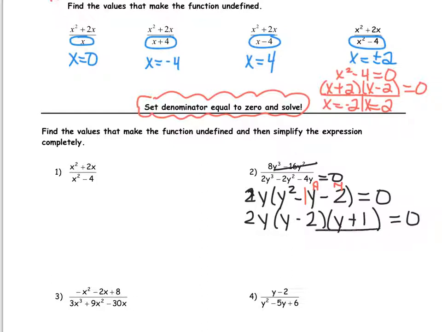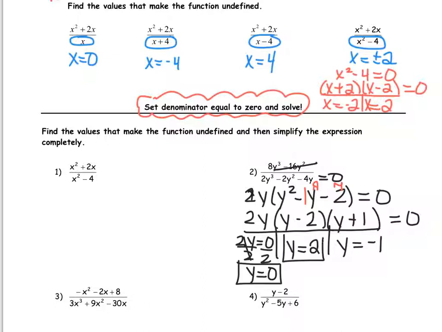So now I'm going to set each of these three pieces equal to 0. So 2y equals 0, divide by 2, and I'd get y equals 0. For the middle term, I'll get y equals 2. And for the last one, I'll get y equals -1. So these 1, 2, 3 values, if I plug them in here, I will get 0.